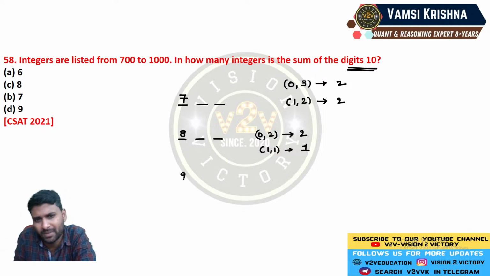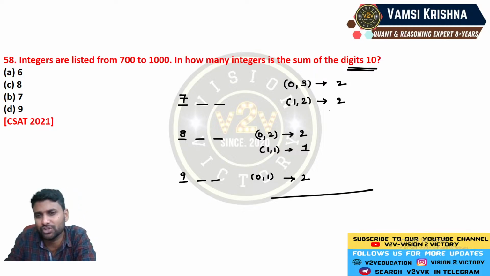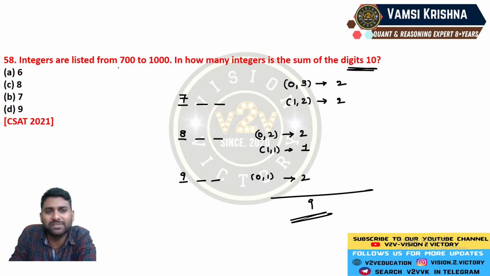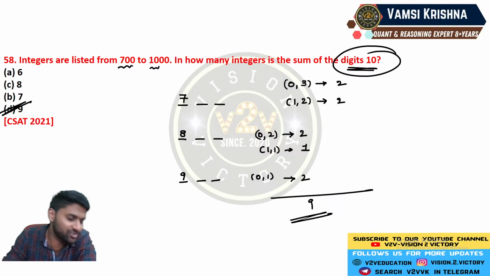Now you can verify how many are there in the 900s. Again, we can use only 0 and 1, and with the help of 0 and 1 you can form two different numbers. Total: 2, 4, 4, 2 are 8, and 8 plus 1 is equal to 9. From 700 to 1000, the integers with the sum of digits equal to 10 number 9 different numbers. That's your option, 9 is your answer.